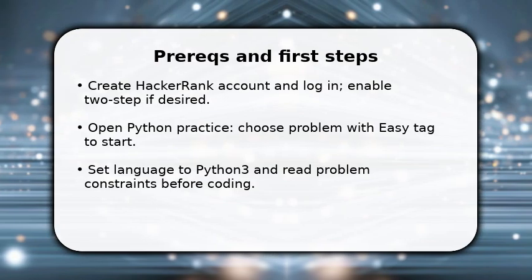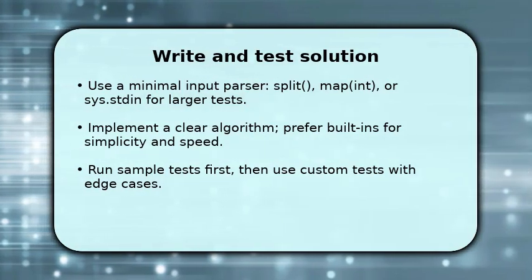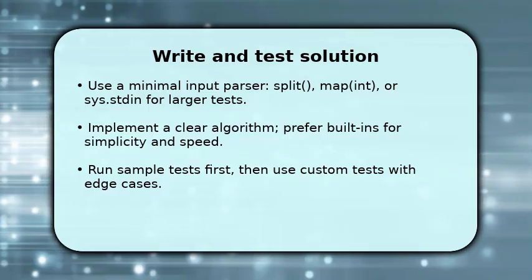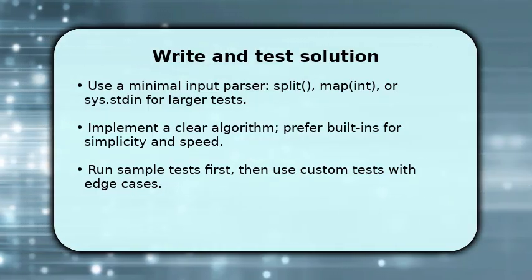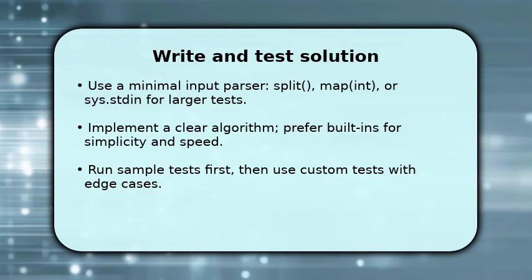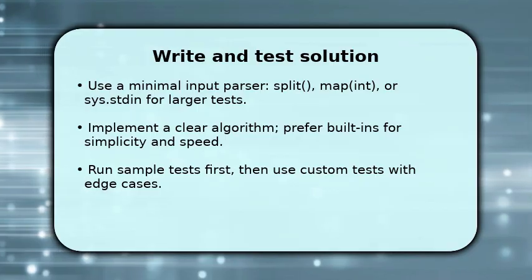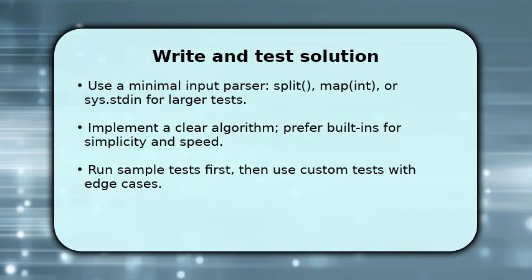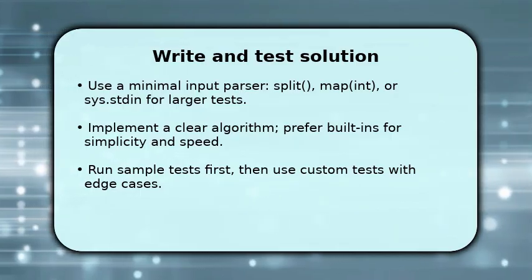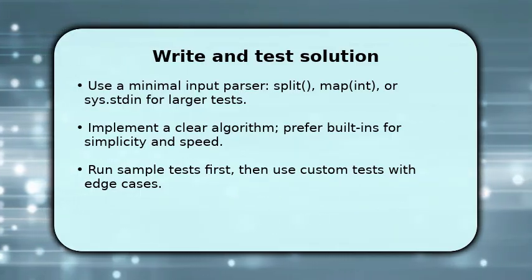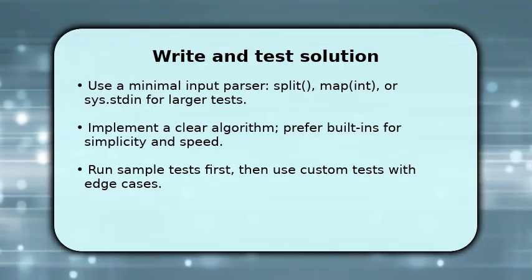You now implement the core logic. Write a concise function that matches the problem signature, leveraging Python built-ins like sum, sorted, or collections for clarity and performance. Once done, insert sample input into the built-in test runner and observe outputs. Make small adjustments until samples match exactly. After samples pass, create custom tests that cover edge cases and large inputs to check time and memory. This step prevents surprises during final submission.